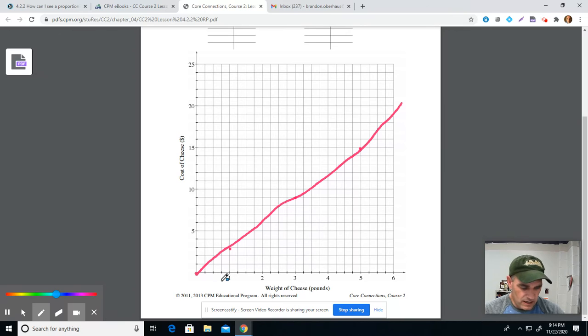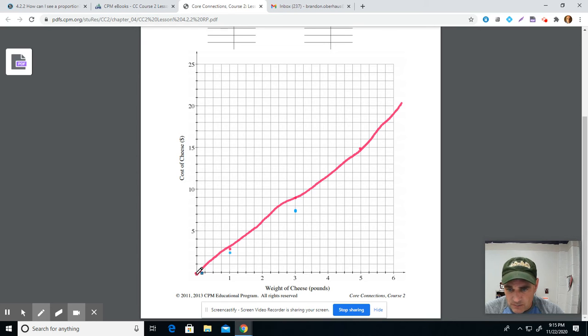So let's see. I know that 3 pounds cost me $7.50. So 3 pounds cost me 6, 7. So $7.50 would be right in the middle. It should have been a smidge higher. Oops, kind of hard with this writing tool. 1 pound cost me $2.50. So 1 pound would cost me, that's $2. $2.50 would be right there.